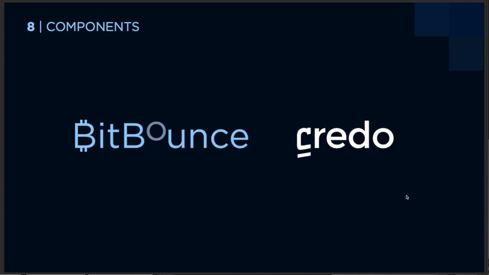I'm about to go into an overview of the architecture of BitBounce, but the main point to mention here is that BitBounce is essentially the software component of it, and Credo is the token. Credo is an ERC20 token built on Ethereum, and BitBounce is where everything happens in terms of the software.